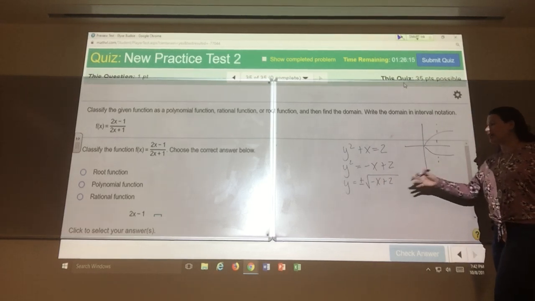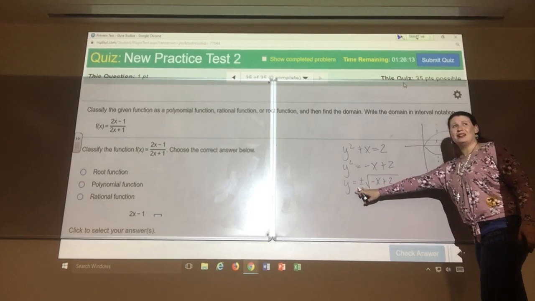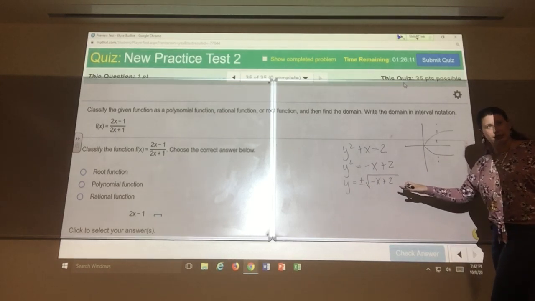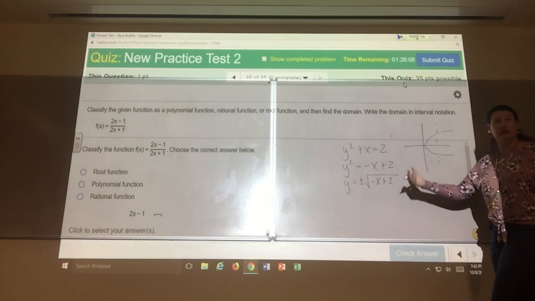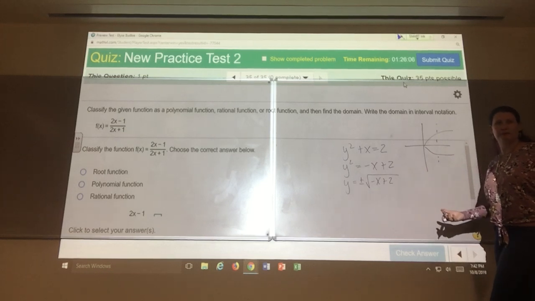Okay? So basically what we're saying here is y cannot be written as a function of x. A single function of x. That's the important part.